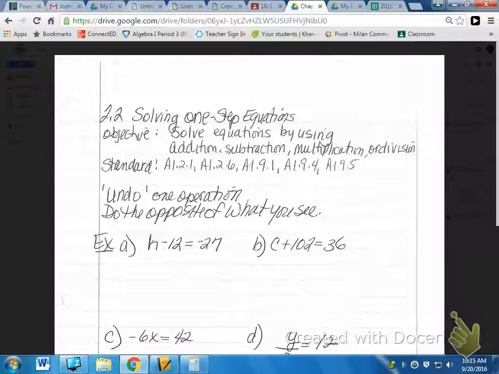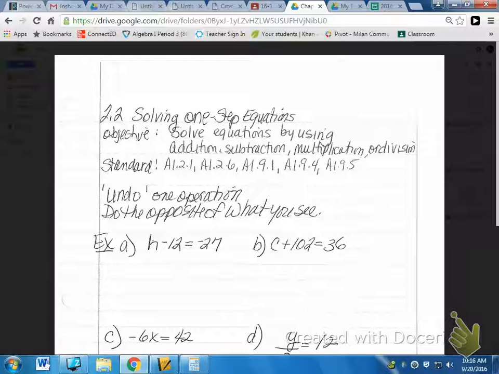Lesson 2-2, solving one-step equations. Our objective today is to solve equations by using addition, subtraction, multiplication, or division. They're actually equality properties because if you've got an equation, one side equals the other side. If you want to add something to one side, you must also add it to the other. It's called the addition property of equality, and the same thing is true for the other three operations. Whatever you do to one side, you must also do to the other side.